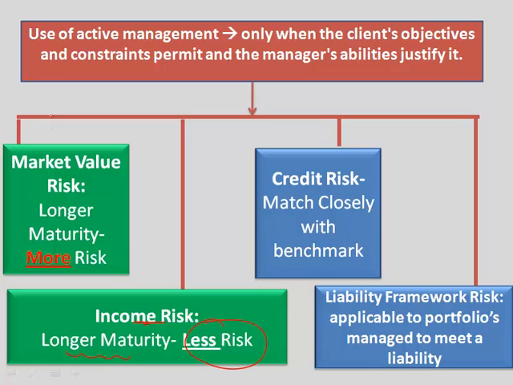Interest rate risk. Credit risk is the third point. So credit risk, match it with the benchmark. If your client is not willing to take much risk, get into investment grade bonds, and so forth. And the last one is liability framework risk. This is applicable only when the bonds are managed using a liability as a benchmark. Then you have to ensure that you are generating sufficient cash flows to meet the liability. Not being able to generate sufficient cash flow to meet the liability is called liability framework risk. Are we fine with this?